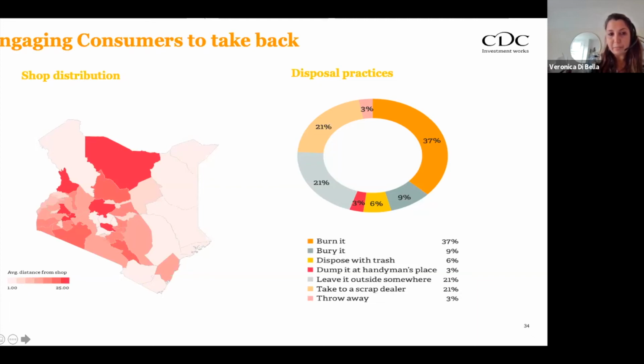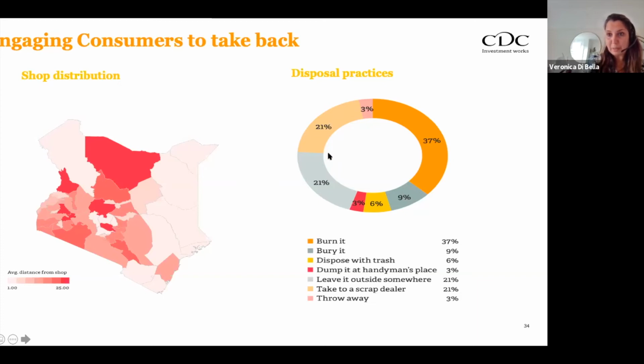As you can see from the map on the left, some of the people lived about 25 kilometers from their closest shop. So that's something that brought a lot of consequences in our study. Another part of the survey looked at what people were currently doing with the e-waste that they had at home, and in particular, which disposal practices they were using.